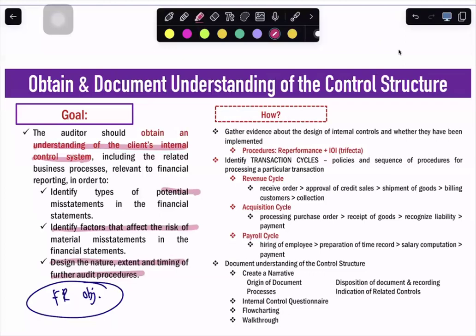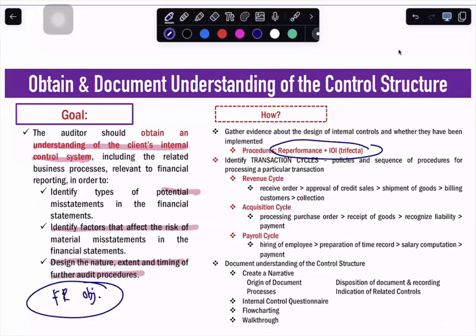So how do we obtain and document understanding of the control structure? We do audit procedures such as performance and IOI. For your IOI, we have your inquiry, observation, and inspection. That is known as your audit trifecta. We said during your audit planning that these particular audit procedures are done throughout the whole process of audit. So even in your planning, in your control, we still do that, and particularly in substantive tests.